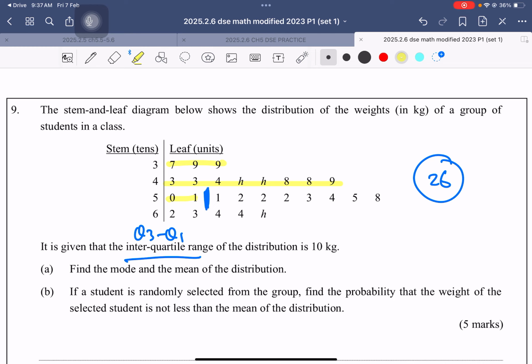How many numbers are there? 13, because in total we have 26, so half of it is going to be 13. And how many numbers do we have on the right half? 13 as well, isn't it?